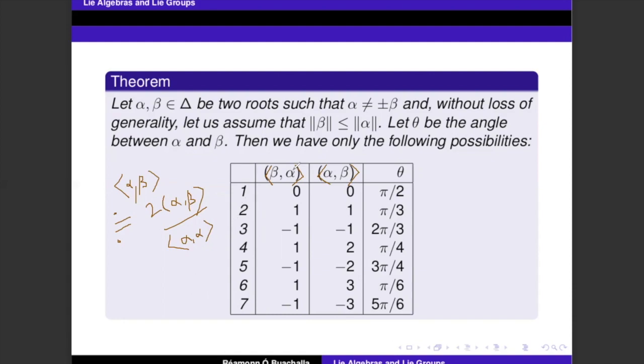So the possibilities are: beta alpha 0 and alpha beta 0, which is to say the angle between them is pi over 2. I can have a 1 and a 1, the angle between them is pi over 3; minus 1, the angle is 2 pi over 3, and so on. So it seems that this definition of a root system is quite rigid. That's why we're able to classify these things, because these abstract conditions, which may initially seem quite general, are actually very, very restrictive. That's the first sign. We see that these are the only possible angles that we can have on the plane determined by these two vectors. So let's prove this.